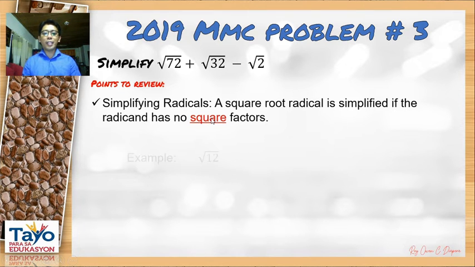So what does this mean? Example. Square root of 12 is not a perfect square number, but that is just the same as square root of 4 times 3 because that is the factor of 12.